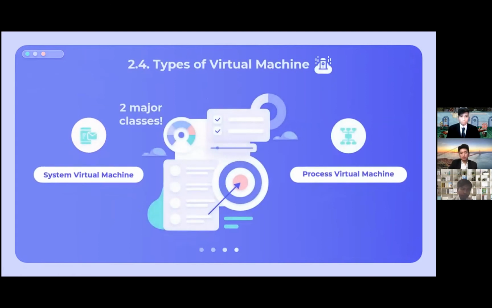Next is type of virtual machine. Virtual machines are separated into two major classes based on their use and degree of correspondence to a real machine. There is system virtual machine and process virtual machine. System virtual machine is also called a hardware virtual machine. It is a software emulation of a computer system. It mimics the entire computer.